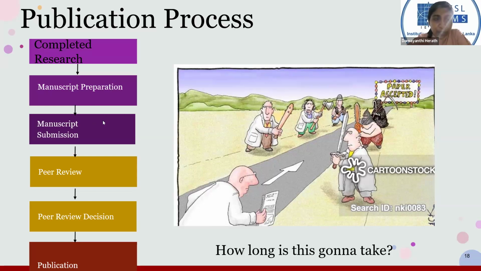So the first step, after we have completed research, is to move into the manuscript preparation, and then we will submit the manuscript. And then that manuscript will go through a peer review process. I will try to take them one by one. And then after the peer review process, we will get a decision from the peer review and then we can move on to the publication.